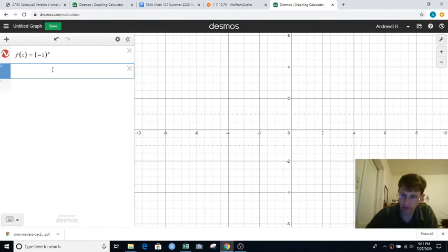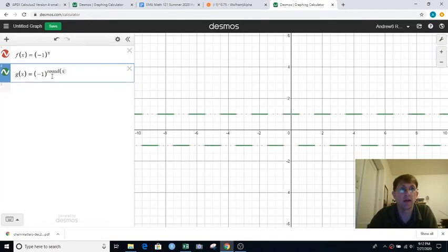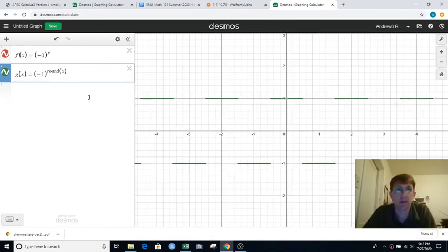One way we can get around this in Desmos, but it's not perfect, would be to say g of x equals -1, and let's say we don't want to take fractional powers of x. We could say raise it to the round x, and that way if x is anywhere between -1/2 and +1/2, that will round to 0, and we get values of 1 because it's -1 to the 0. And then if x is between 1/2 and 3/2, x will round to 1, and then we'll get -1 to the 1. So that's one way to do it.